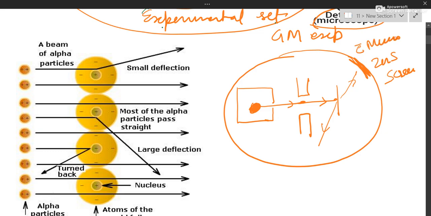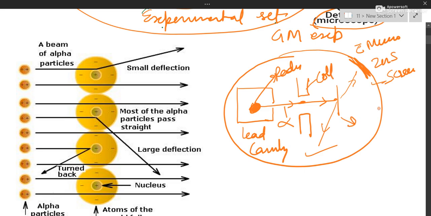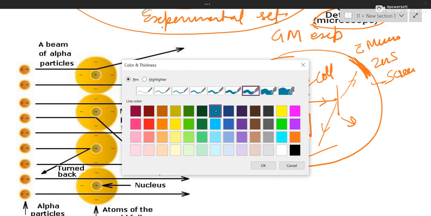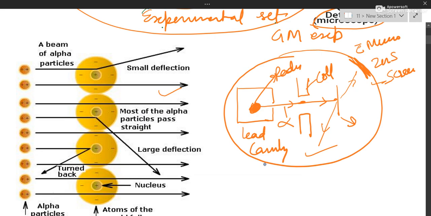Okay, proper diagram is that or this simply, but you'll have to label properly, like lead cavity, radioactive source, alpha ray, collimator, gold foil, zinc sulfide screen, and microscope. This diagram is also very important. If the experiment comes, you'll have to draw this as well.